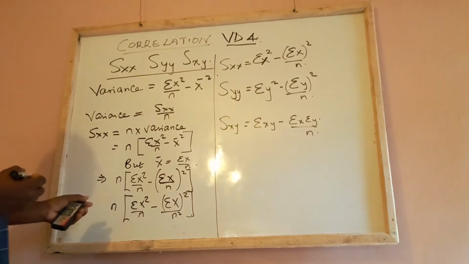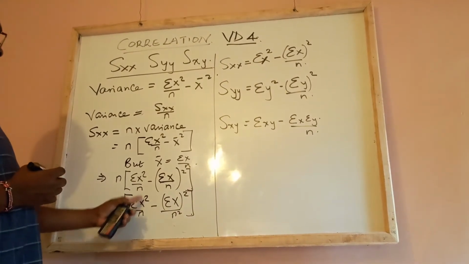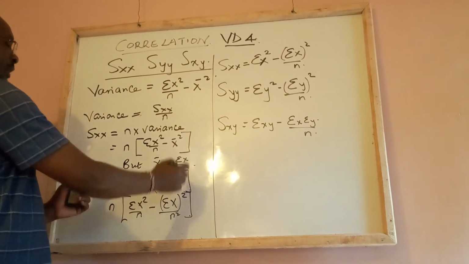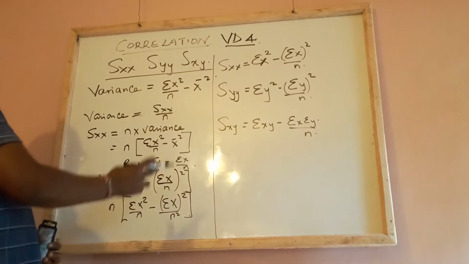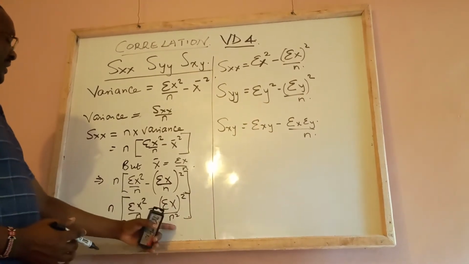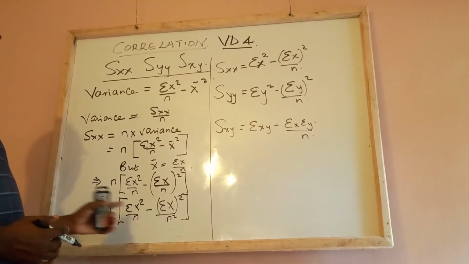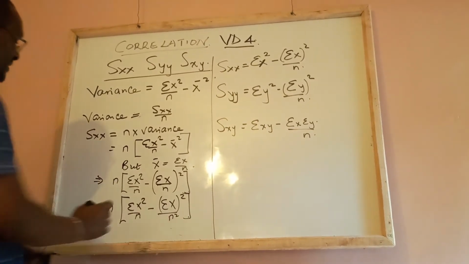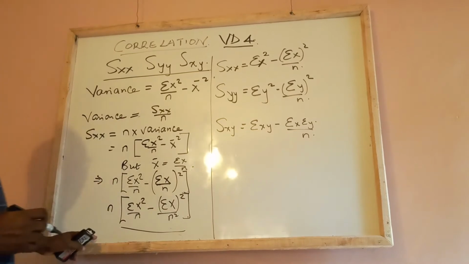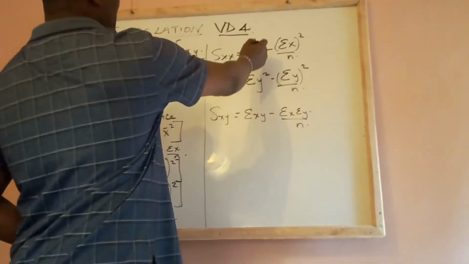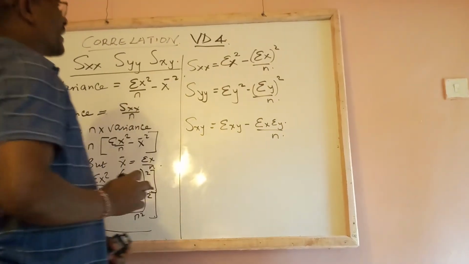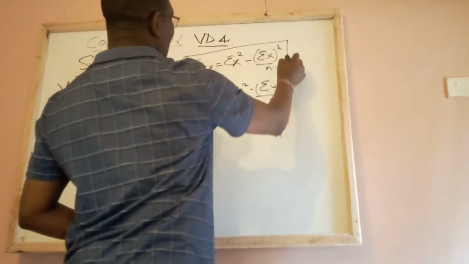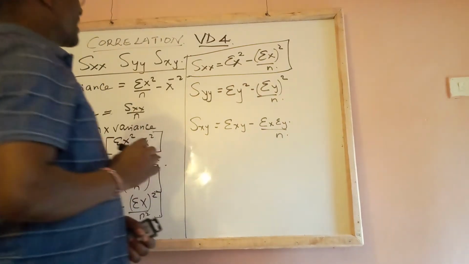Now, this gives us n times sigma x squared over n, but for sigma x over n, the whole thing squared, we need to square the numerator and the denominator separately, because n is going to cancel with n at the denominator at some point. So we have this kind of arrangement. Opening this bracket gives us sigma x squared minus sigma x squared over n. And this is now our new Sxx, a simplified Sxx.